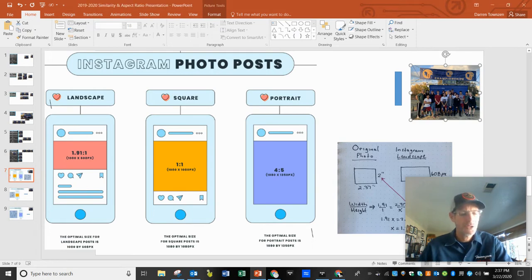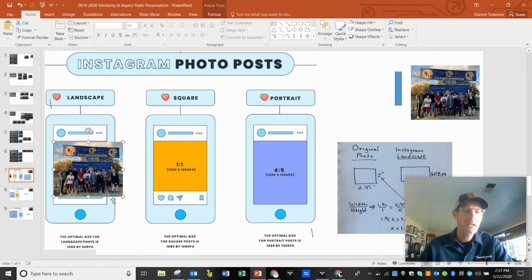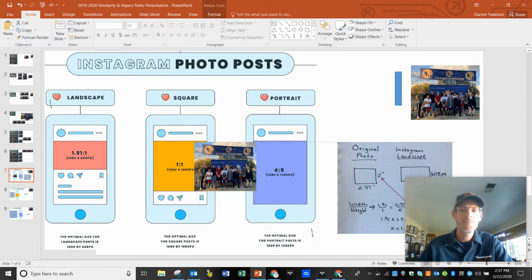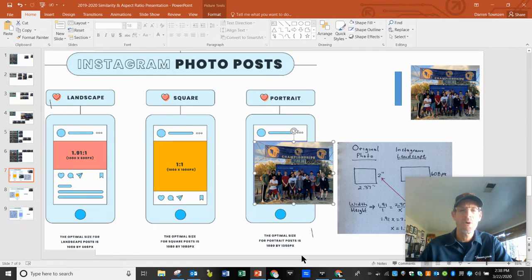So if I wanted to post my picture on Instagram, if I tried to put it in landscape mode and I got it the right height, it wouldn't be wide enough. If I got it wide enough, then it would be too tall. If I tried to post it in square mode, if it's the right width, it's not tall enough. And if I make it tall enough, it's too wide. And then finally, in portrait mode, I can make it so that it's the right width, but then it's not tall enough. And if I make it tall enough, it's way too wide.